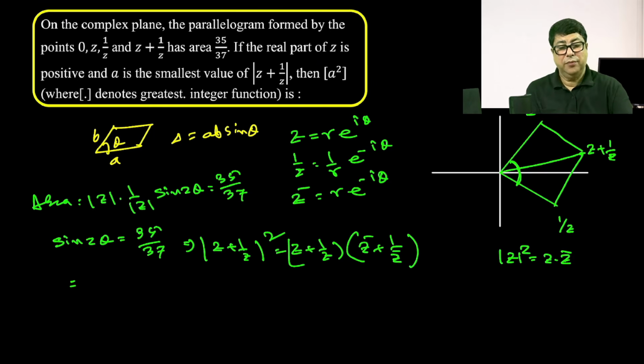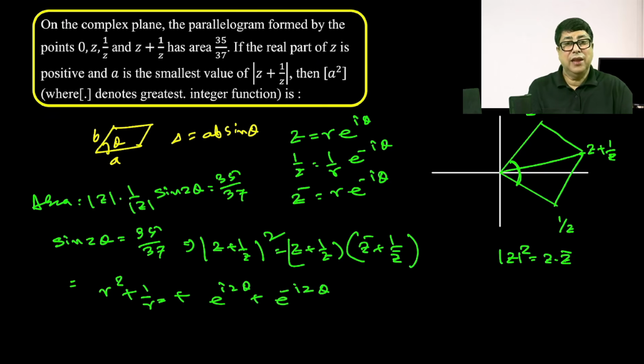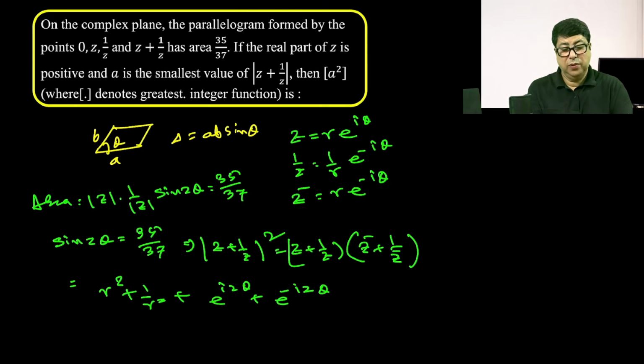Mod z means r, so this is coming to be r square. So I can write here, that is coming to be r square plus 1 by r square plus e to the power i 2 theta plus e to the power minus i 2 theta. Why can I say this? Just see one thing here, if we multiply here, z into z bar plus 1 by z bar plus z by z bar plus z bar by z. This is the calculation. Now, if I just wipe some place here, if I delete some place here, we'll get more and more space.